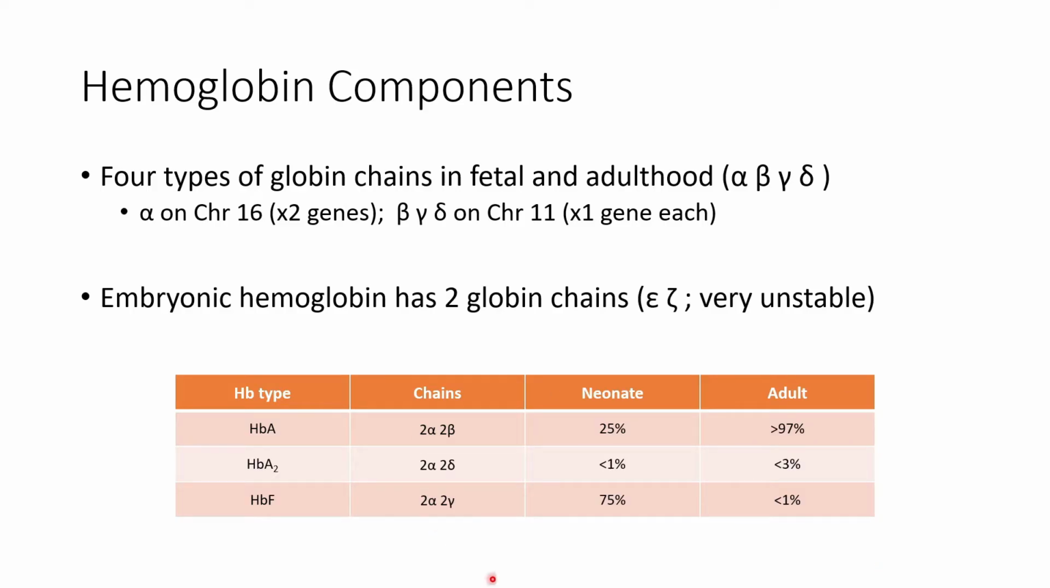The table on the bottom here shows a comparison of the percentages of HbA, HbA2, and HbF in the neonate and the adult. In the neonate, HbF predominates until about 6 months of age and eventually becomes an extremely minor component in the adult red cell. HbA is the predominant form in adults with very little HbA2. In the following slides, we will see how these relative percentages change in various disease states.